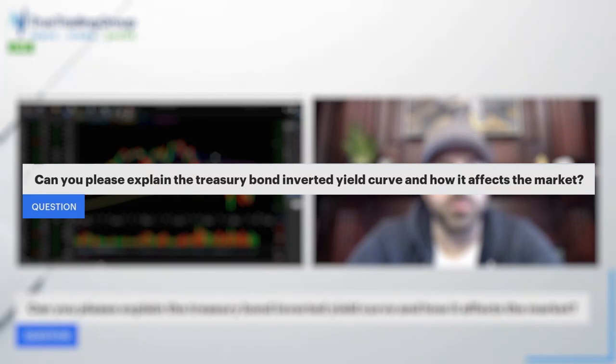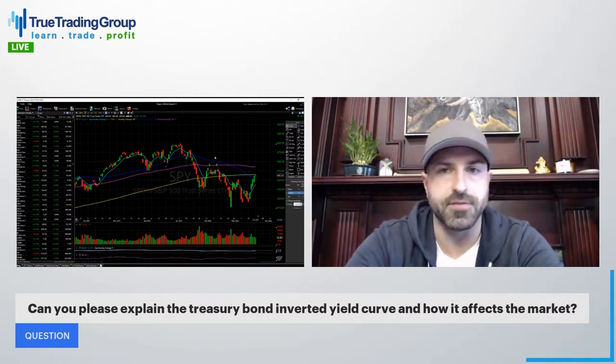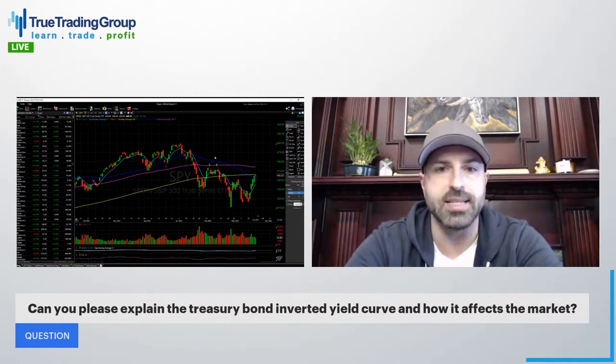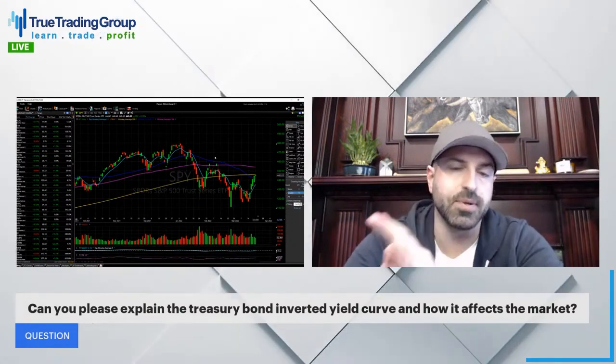Can you please explain the Treasury bond inverted yield curve and how it affects the market? An inverted yield curve, which you're starting to see today. The 5-year Treasury has a higher yield than the 10-year Treasury, which is typically not the case.